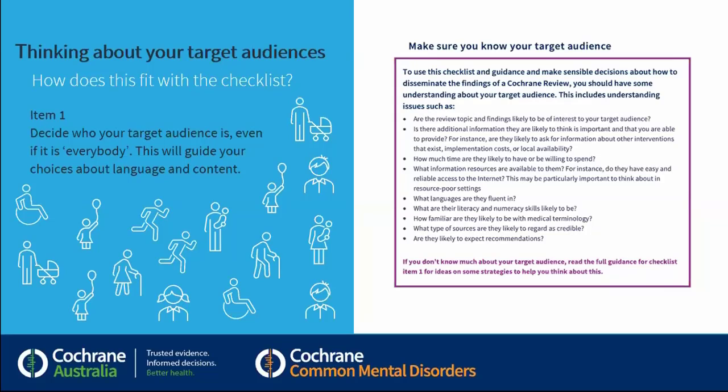But before you even start with the items on the dissemination checklist, on page 3 of the checklist, there is this really helpful pre-checklist, if you like. And that's, again, just providing some really helpful questions to run through in your mind when you're starting to think about who your target audience is going to be for disseminating a particular review.